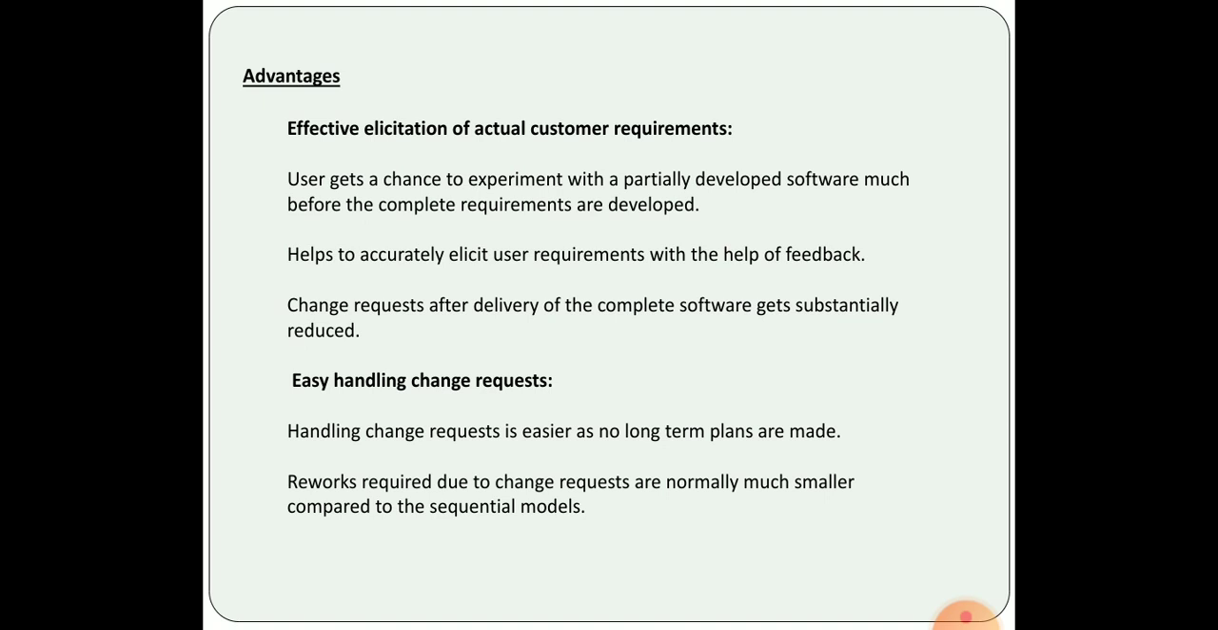Handling change request is easier as no long-term plans are made in the system. As we said, the evolutionary model itself is said as a design a little, build a little, test a little, and deploy a little model. So there is no big fully defined plan for the system. So it is easy to make any change on any developmental phase of the system. Reworks required due to change request are normally much smaller compared to the sequential models. So change request can be easily done on the partially developed software.